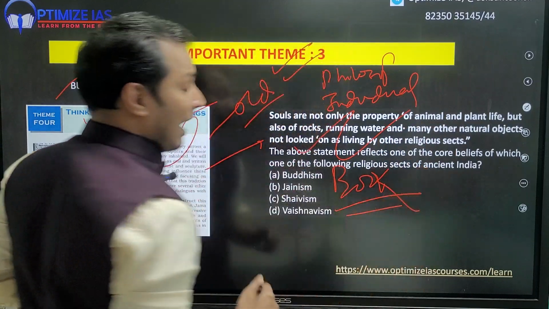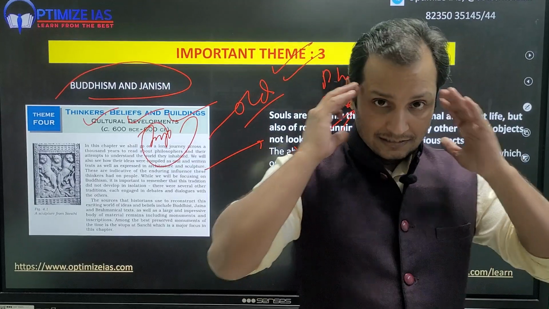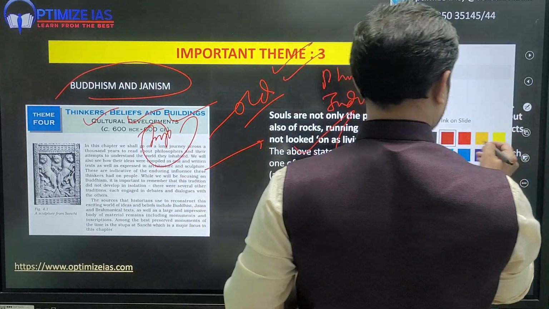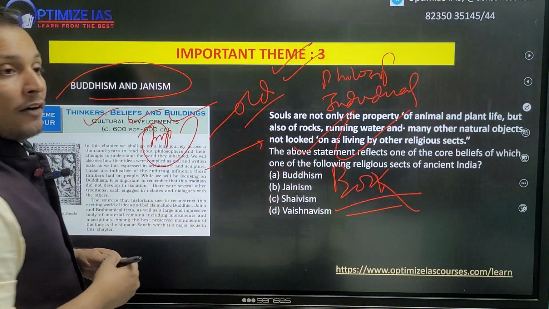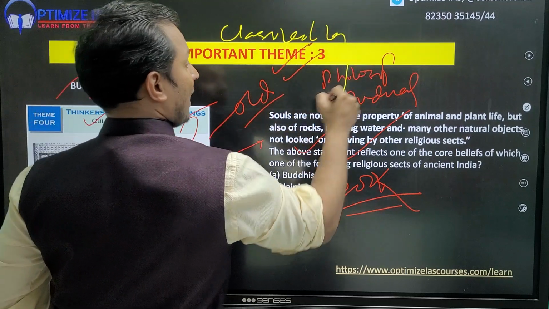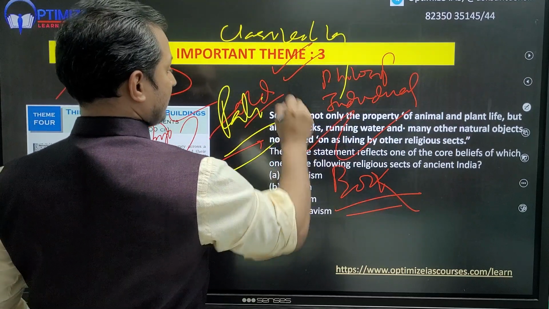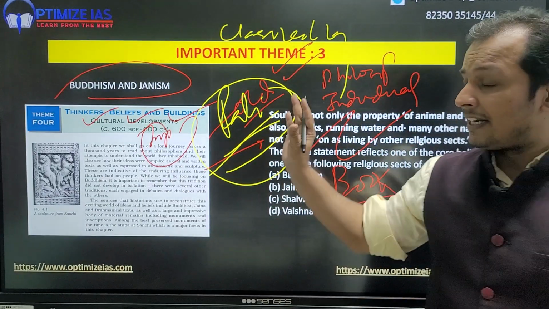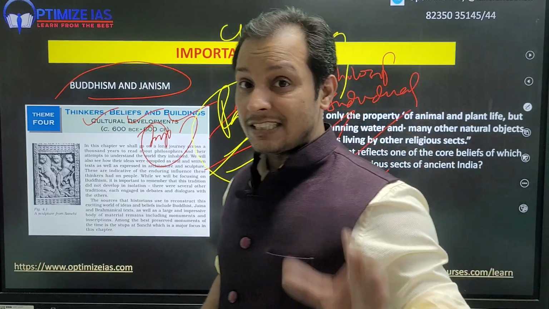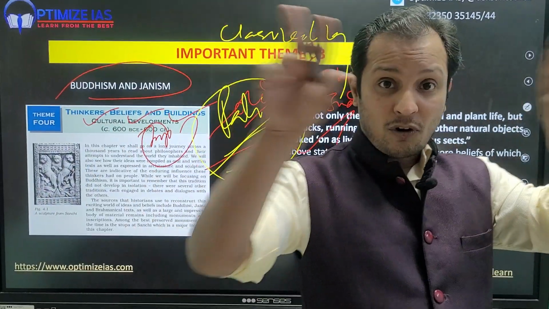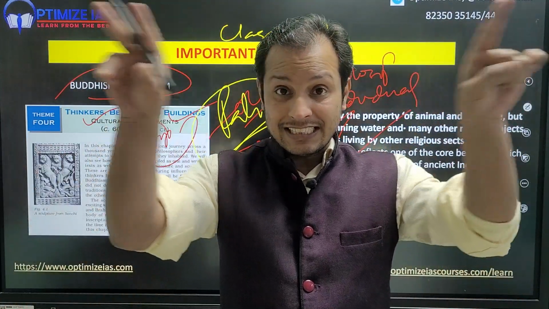So this year, guys, my analysis is saying that the question will come on the literature of Jainism and Buddhism. Why? Because of the classical language status given to Pali and Prakrit. Pali and Prakrit are very, very important this year. So Pali literature is very important. So this is theme 3, Jainism and Buddhism. This year the theme is literature, Jain literature and Buddhist literature in Pali.